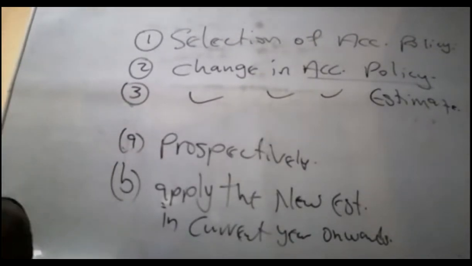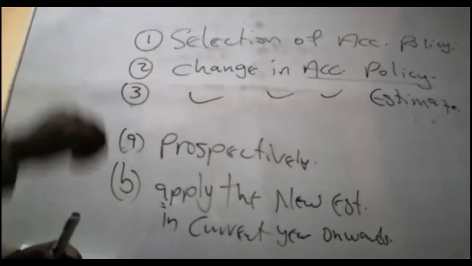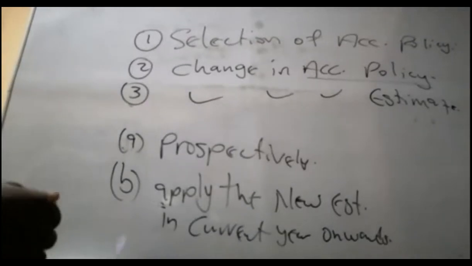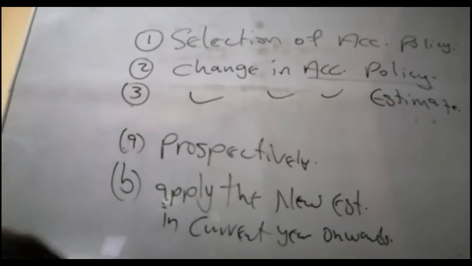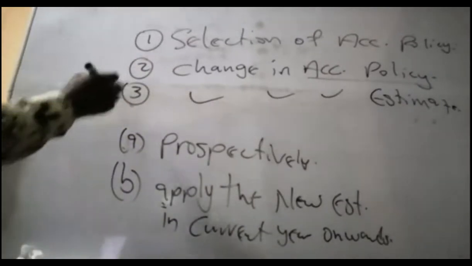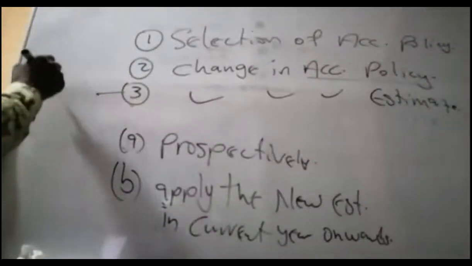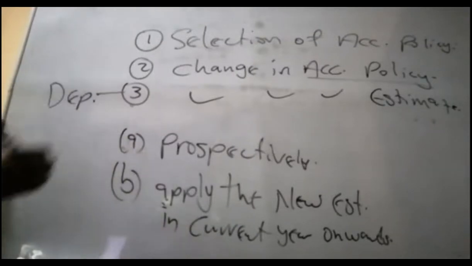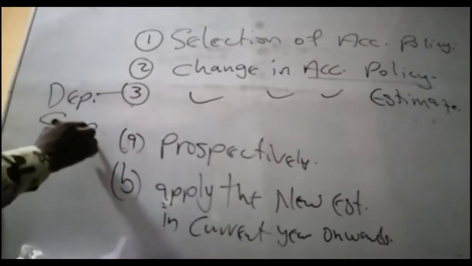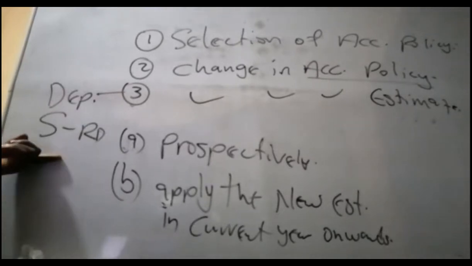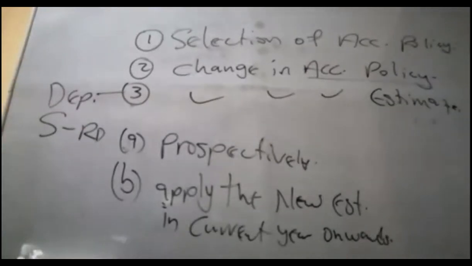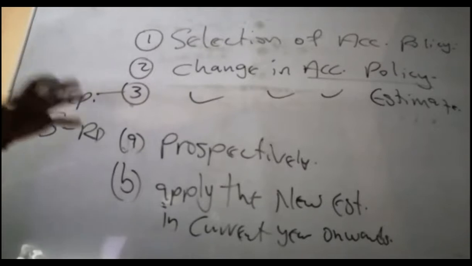Please, you should know whether a change is a policy or an estimate, because the examiner will not inform you. Now you know what constitutes a change in accounting policy, so take note. For instance, an estimate is like the depreciation method. If they change from straight line to reducing balance, it's an estimate. The decision to depreciate an asset is a policy, but the method of depreciation is an estimate.